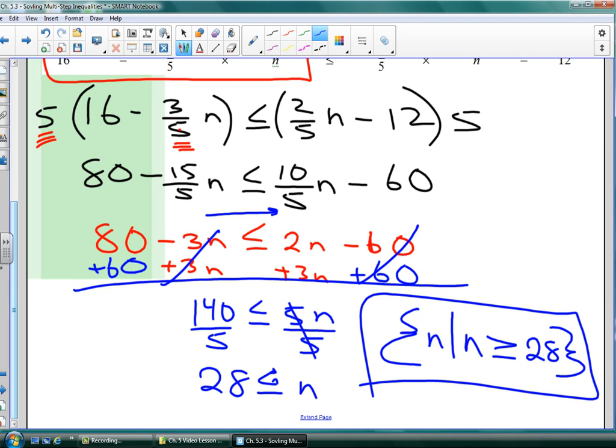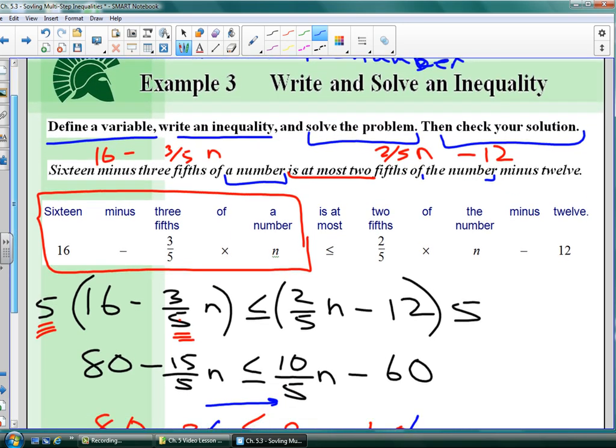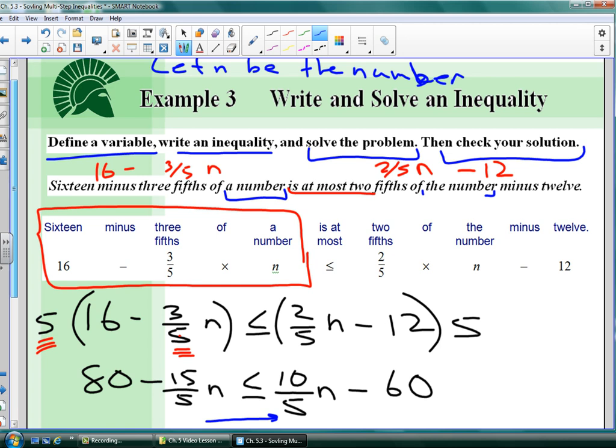Okay? So really, you can kind of do an informal check on this one by going through your steps and making sure that you've done it correctly. They're not asking you to define what your variable is, so you should be okay from there.